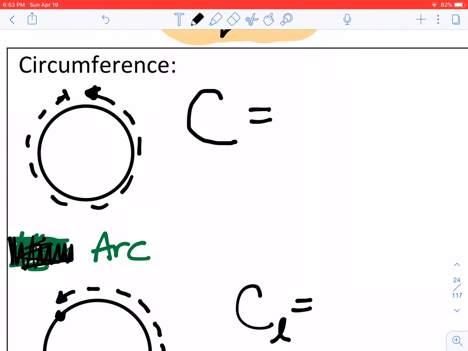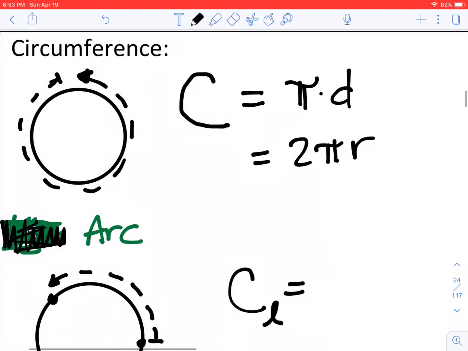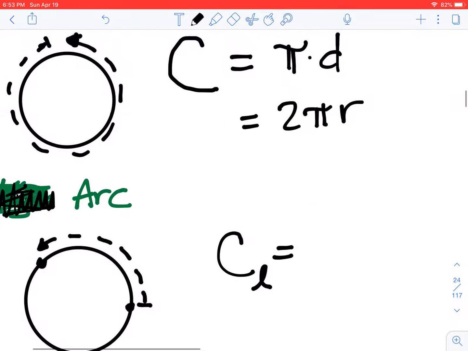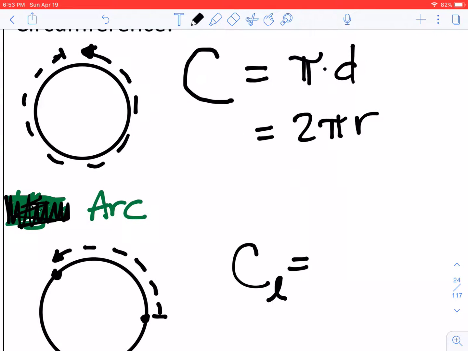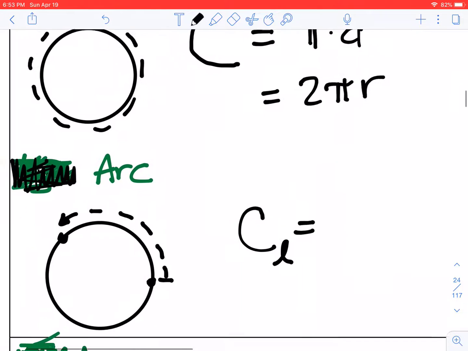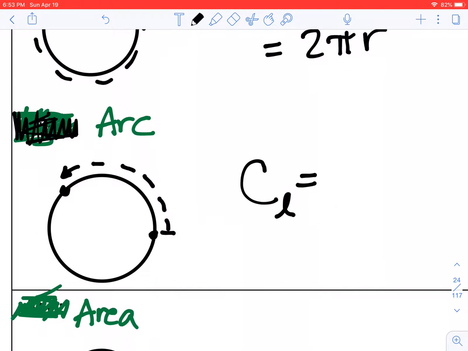First of all, distance around a circle. Hopefully you know this formula. This is nothing new. There's 2 ways to express it. I prefer the second one, but both are very useful in their particular problem that is given to you. Again, the distance around the circle. This is probably slightly new to you.